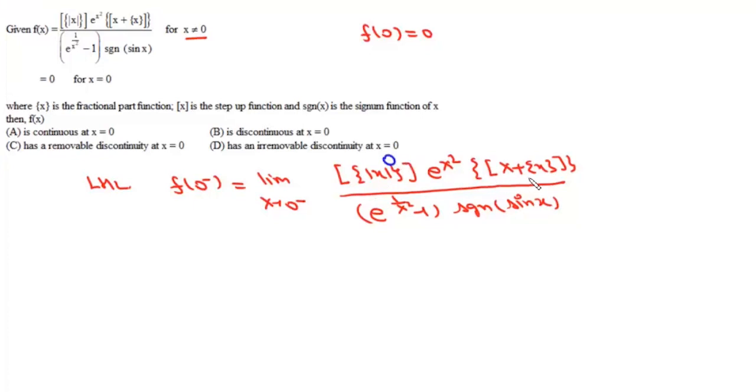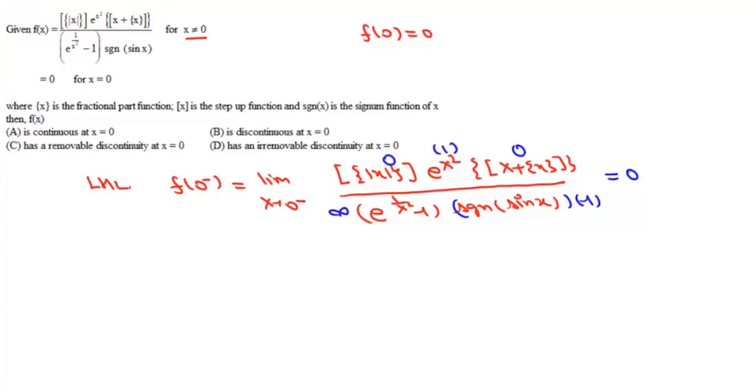In the same way, the fractional part of the greatest integer function will also be 0, and this is e to the power 0, which is 1. Now if we look at this denominator, then here in this case it will be e to the power infinity minus 1, which is infinity, and here signum of sin x. Now when x is less than 0, sin x is negative. In this case, signum of sin x will be simply minus 1. So this is 0 upon infinity, and 0 upon infinity is 0. So the left hand limit for this function is 0.